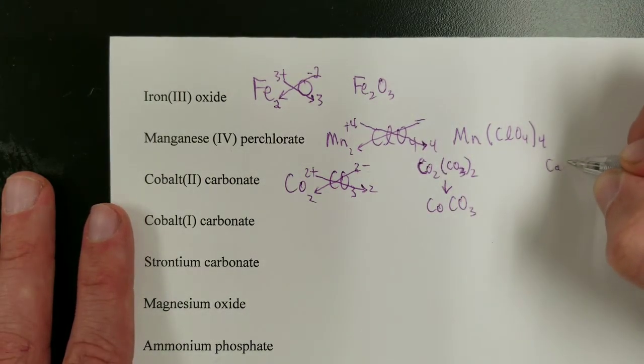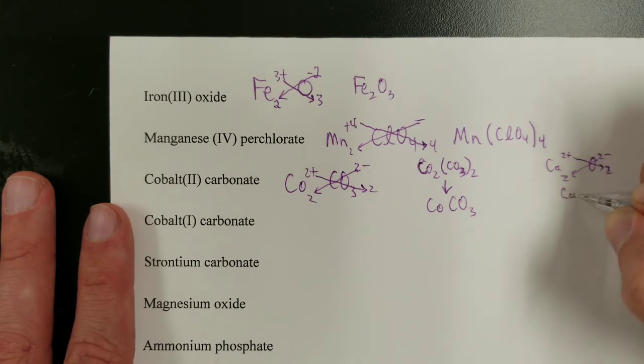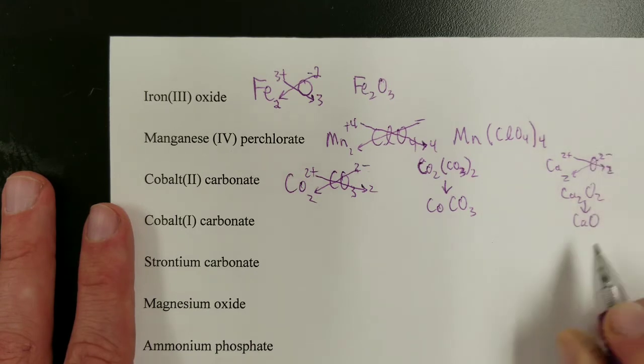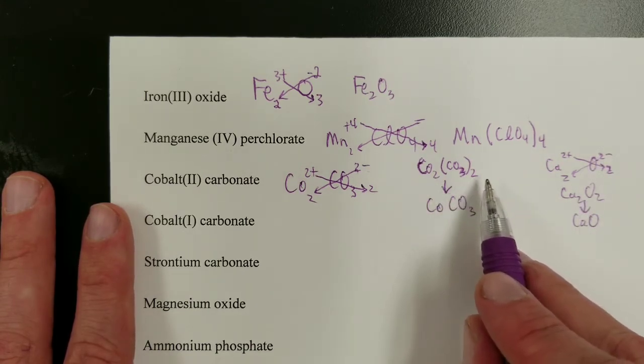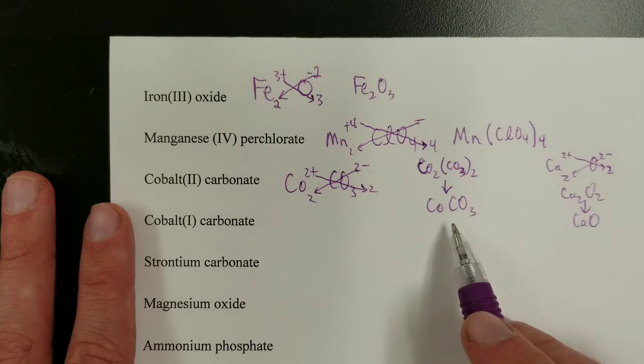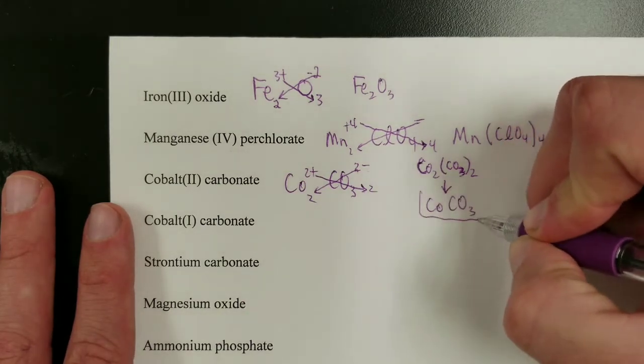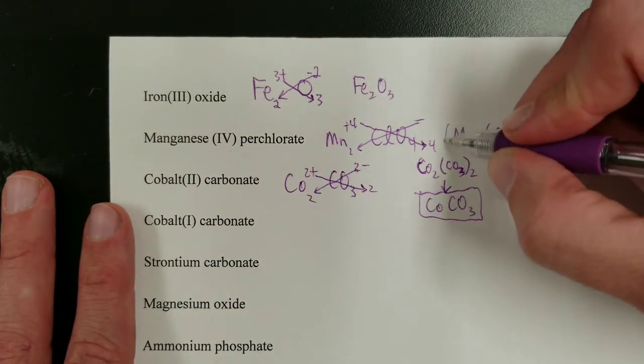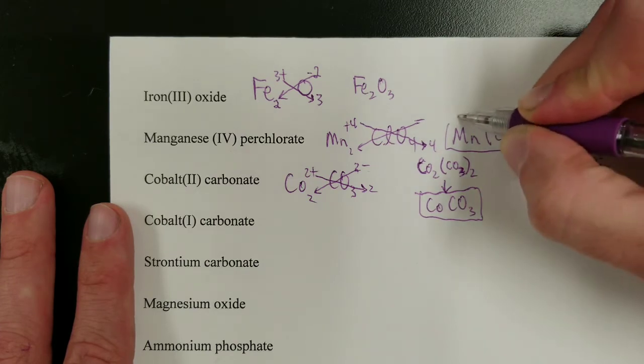if you had calcium and oxygen and you wanted to combine them, you'd go through the same process: calcium 2, O 2 becomes 1 of each. A 2-to-2 ratio is the same as 1-to-1. Likewise, a 2-to-2 ratio is the same as 1-to-1. And because there's just 1 carbonate in this formula, no parentheses needed. This is the final answer. Just as this was the final answer for the question before.